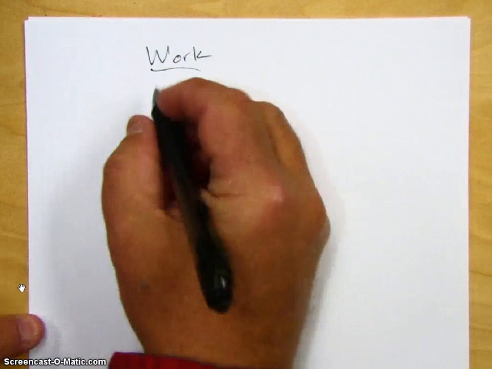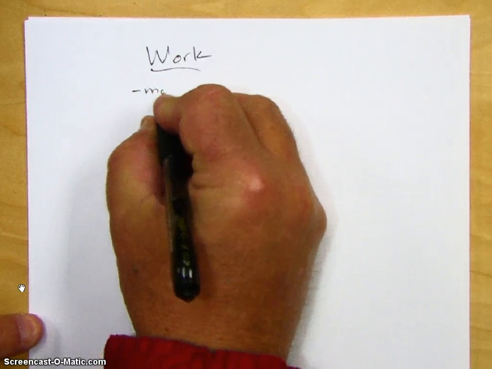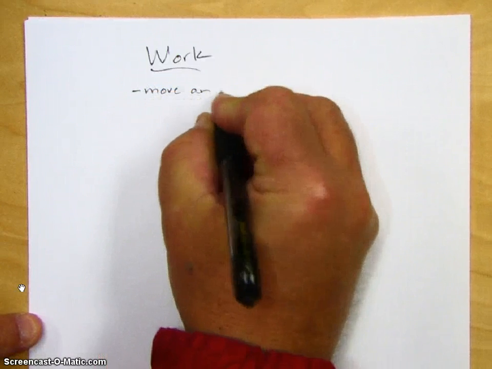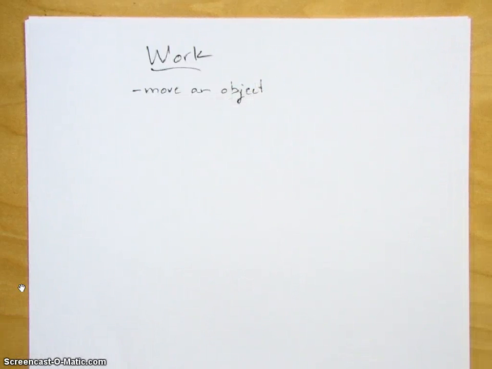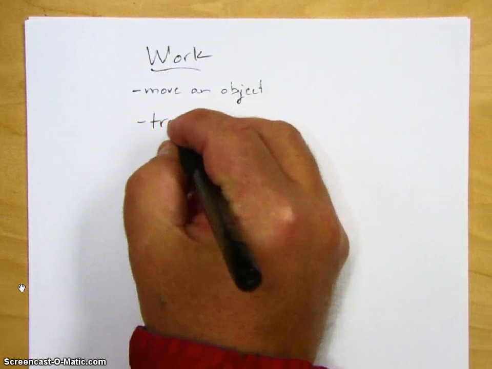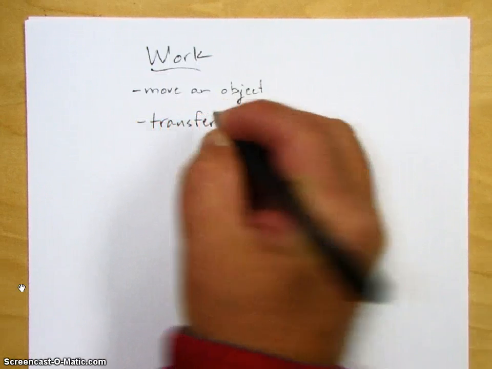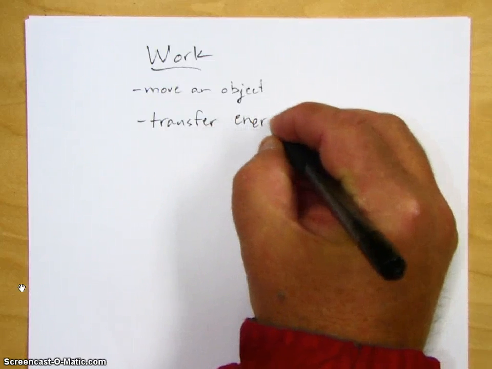Okay, now we're talking about work. Our definition of work in physics is we physically have to move an object for it to happen. If there's no motion, there's no work being done. And when we move an object, what we're really doing is transferring energy to it. And that's kind of important.